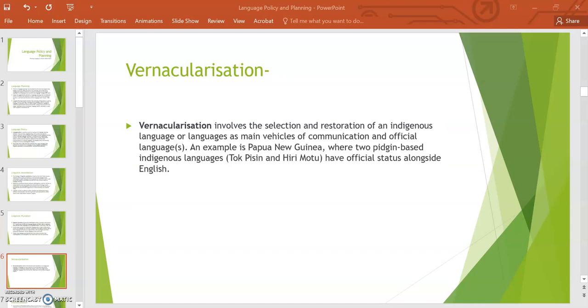Next ideology is that of vernacularization. Vernacularization involves the selection and restoration of an indigenous language or languages as main vehicles of communication and as official language or languages. An example is Papua New Guinea, where two pidgin-based indigenous languages, Tok Pisin and Hiri Motu, have official status alongside English. Another example could be Israel, where Hebrew was restored and made the official language of Israel. When we were studying about standardization, I have spoken to you in detail about this case.